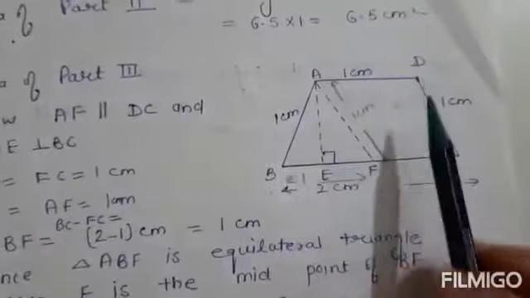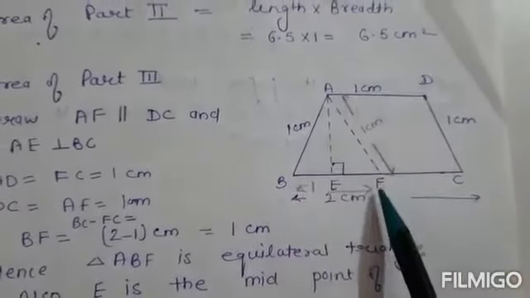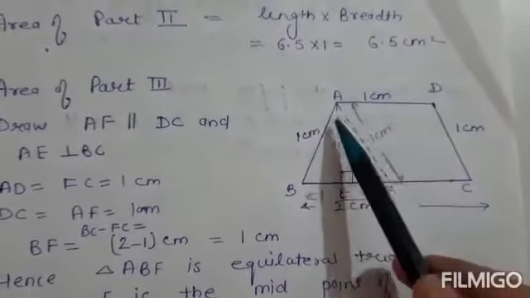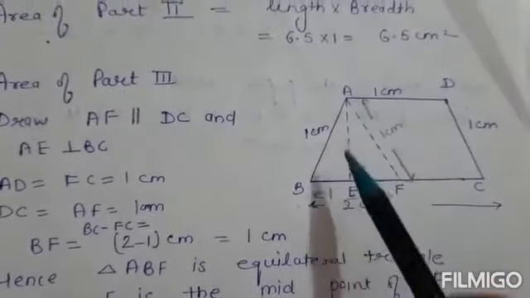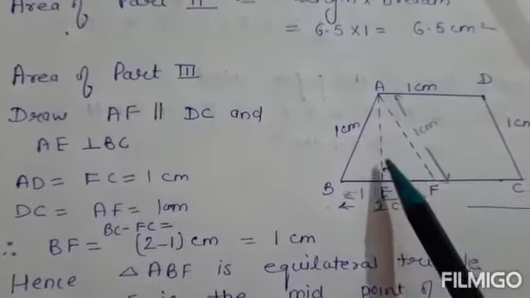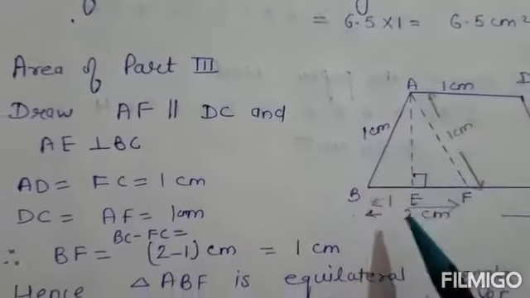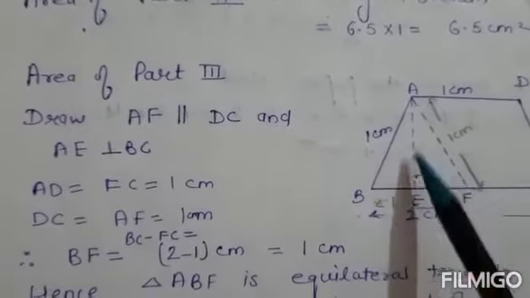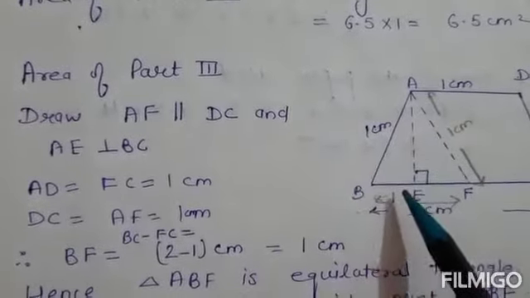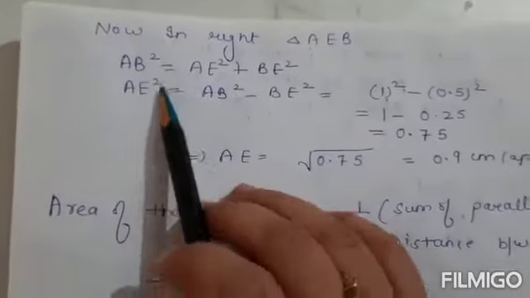Now for finding the area of trapezium ABCD, we know that the area of a trapezium is half the sum of parallel sides into the distance between them. That means we need to evaluate this AE. Look here, clearly triangle ABE is a right triangle. This angle is 90 degrees. We know the value of AB is 1. This BE is 1 by 2. So we are going to apply the Pythagoras theorem for finding this side AE.